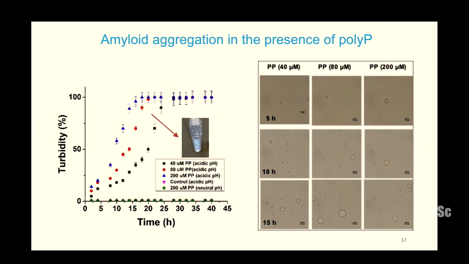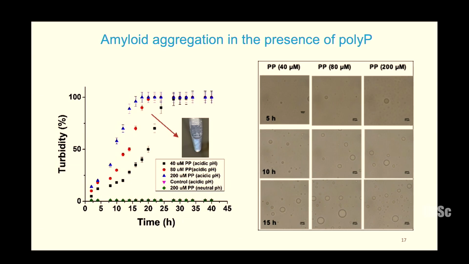And now we go further to see what is the nature of aggregate formation in these systems. If you look at the polyphosphate effect, I hope you can see here, this particular diagram is optical microscopic images of the system. This is at acidic pH. We have added 40 micromolar, 80 or 200 micromolar for a fixed concentration of the protein, and you see the development of droplets as a function of time.